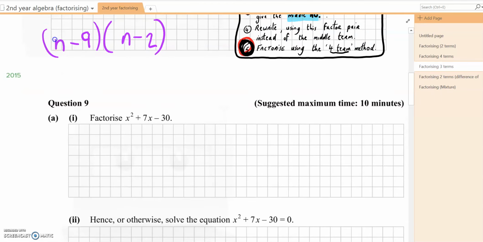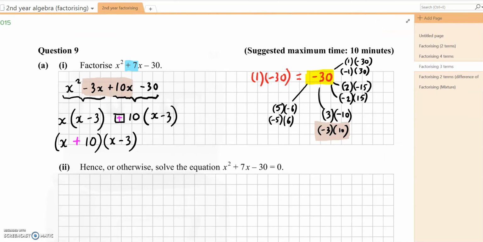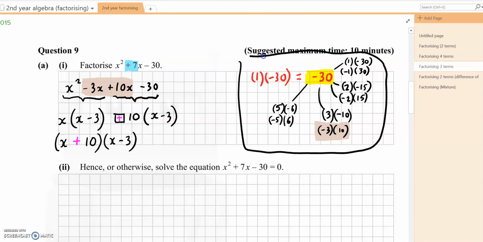Okay, pause the video and give this question a go, and then restart it to see the answer. Okay, here's the answer to that question. There's the guide number, used to find the pairs of factors that will give us the middle number, and there's our answer.